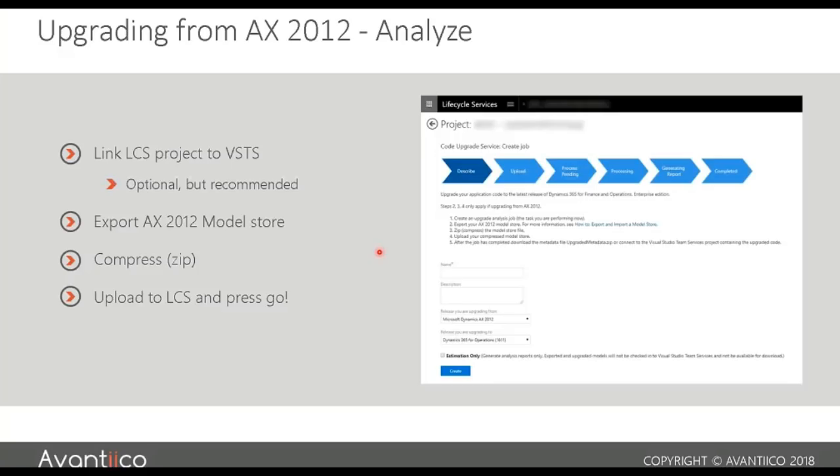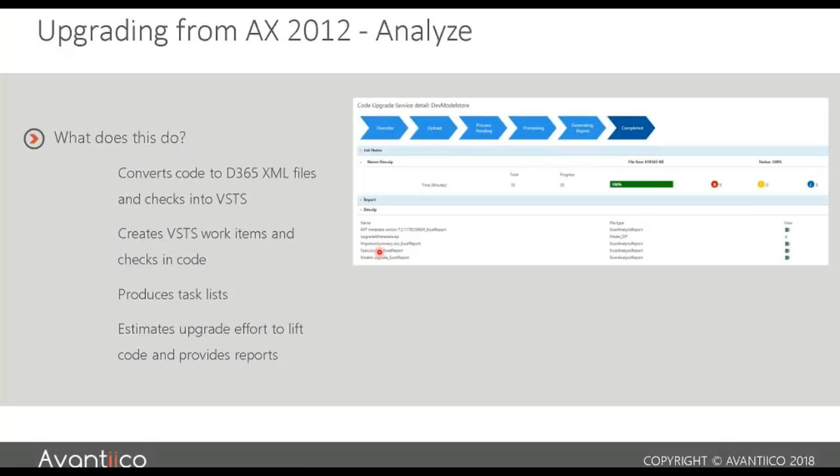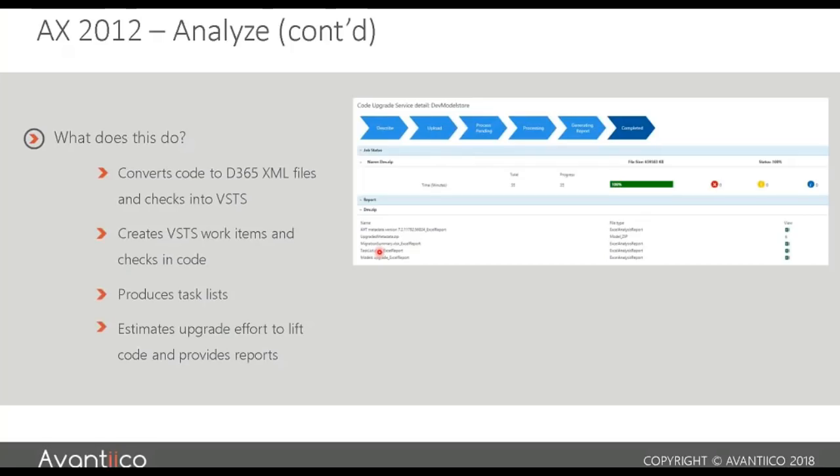So the first thing you want to do is analyze. What you can do in 2012 is take your entire model store, not a model, the entire model store, your entire code base, zip it up and send it to Microsoft. They'll analyze that and give you a very high-level report about what customizations you have, what overlaying you have. The benefit of this is if you link this up to version control or VSTS, it will actually create tickets or work items for you, so you can start managing that process as well. And it will give you an estimate only.